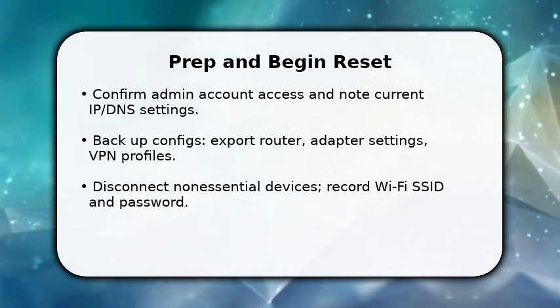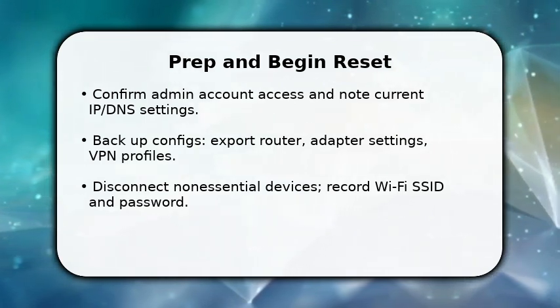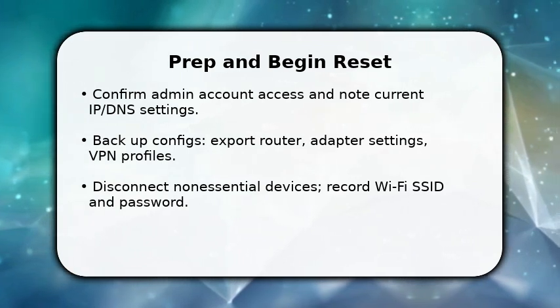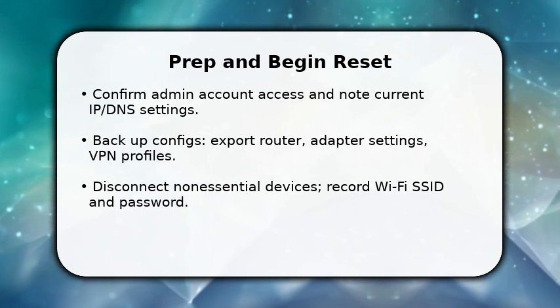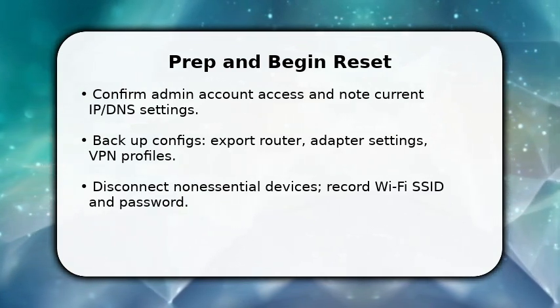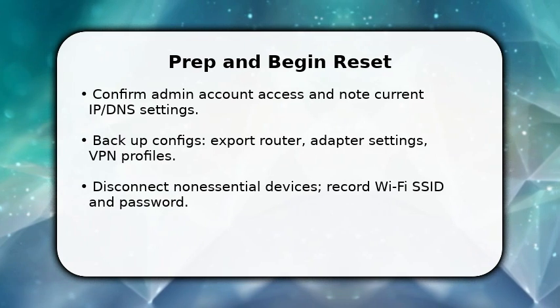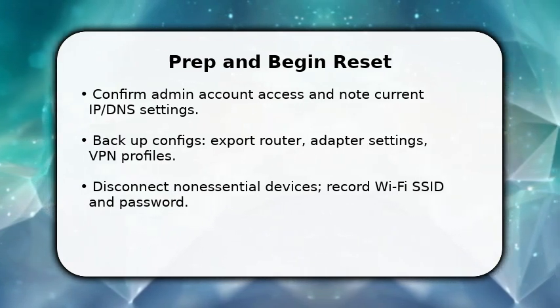Once done, write down Wi-Fi SSID and password and disconnect non-essential devices to reduce variables. Make sure you have a spare Ethernet cable for direct connection. This speeds diagnostics and avoids wireless interference while you perform the reset.